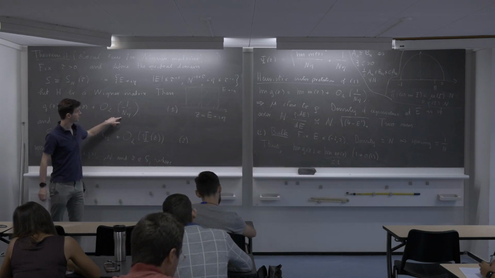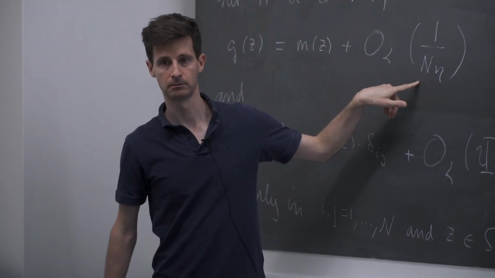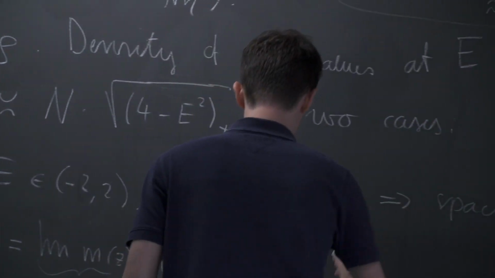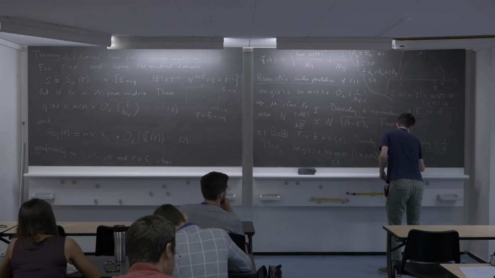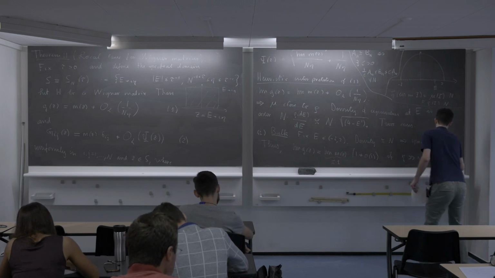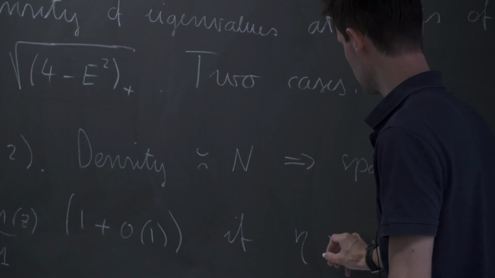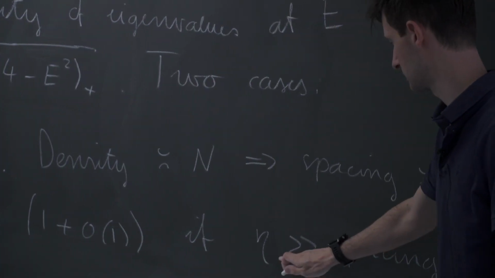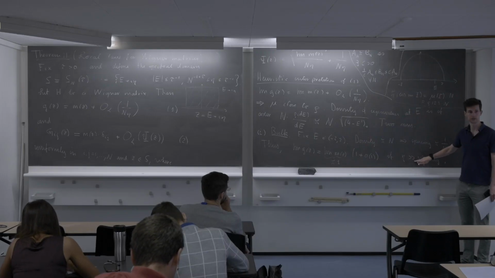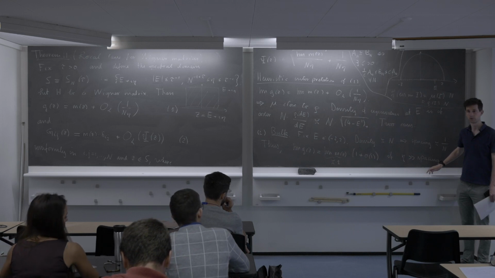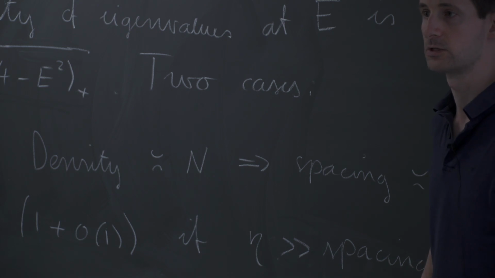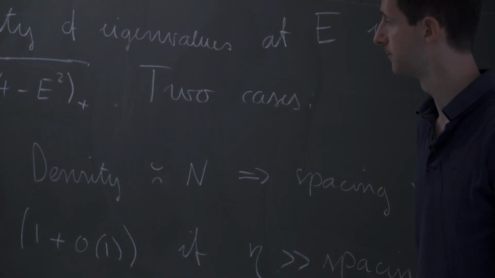Because this number is small, eta is much bigger than 1 over n, provided eta is much bigger than the spacing. This is a heuristic discussion, so I use these kinds of symbols. I only use these in heuristic discussions. You should read it as being much bigger than. And if you want to make it more precise, you could say that this divided by that tends to infinity, or is like n to the epsilon for some small epsilon.